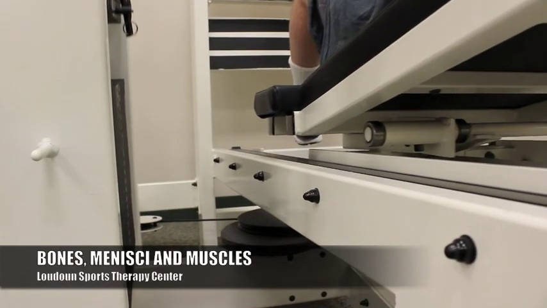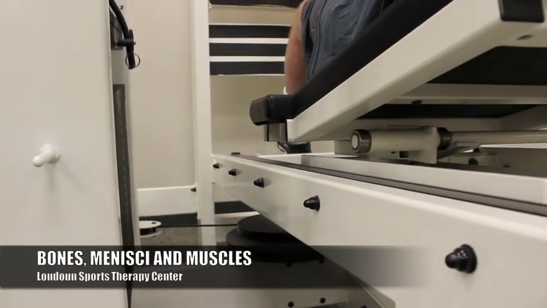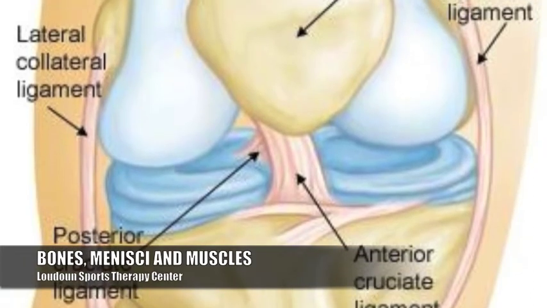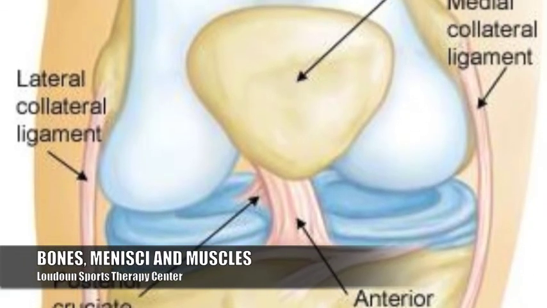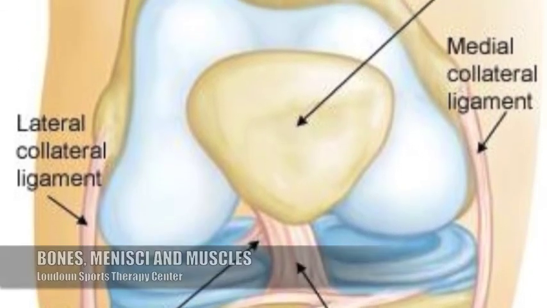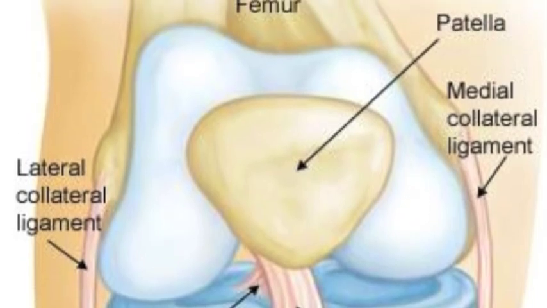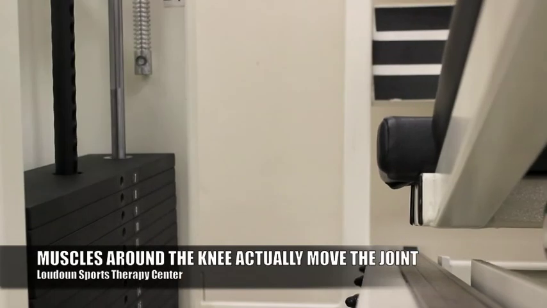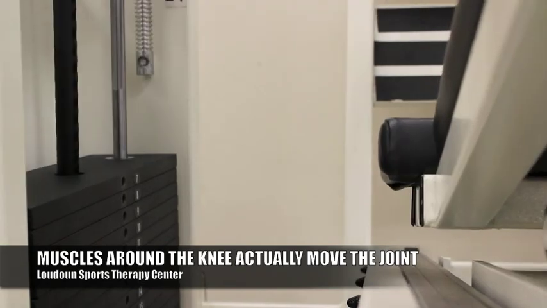Supporting those bones and holding them together to form the joint are supportive structures, which are the menisci, the ACL, the PCL, the MCL, and the LCL. Those all play supportive roles. They're made up of cartilage and connective tissue. And then there's the muscles around the joint, which actually move the joint.